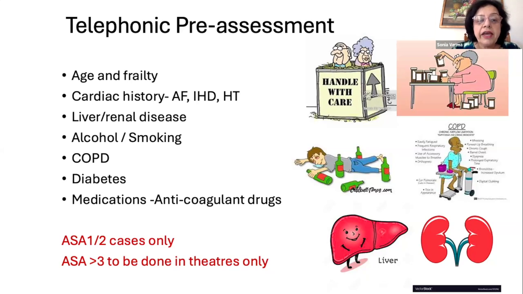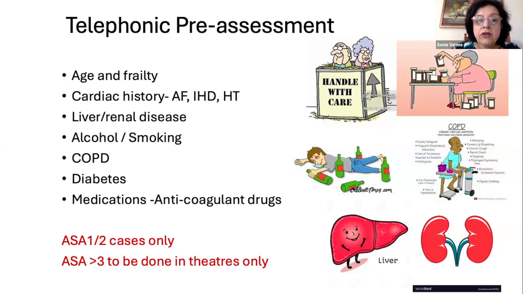Do they have a cardiac history? Do they have a renal or a liver problem? Are they drinking excessively or smoking? Do they have COPD? Do they have diabetes? Are they on medication like anticoagulant drugs, which may need alteration, like changing a warfarin into a fragmin, or stopping some of the oral anticoagulant drugs?